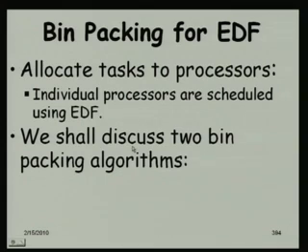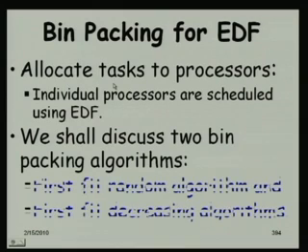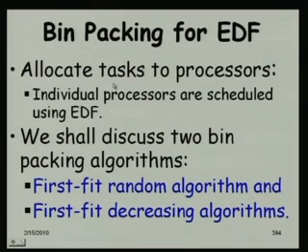We have the bin packing algorithm, which is used when the nodes are individually scheduled using EDF. Bin packing is a standard problem, all of you know. The problem is that we have a set of tasks and we just keep on assigning them to the different processors, just like the bin packing algorithm. We will discuss two variations of the bin packing algorithm. One is called the first fit random algorithm and the other is the first fit decreasing algorithm.